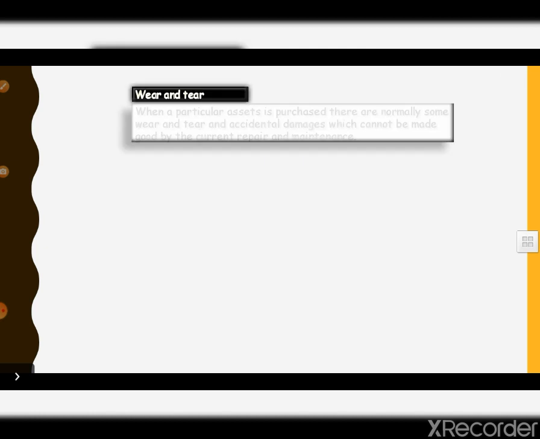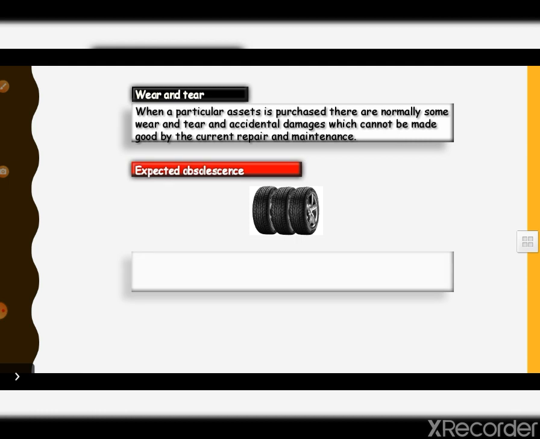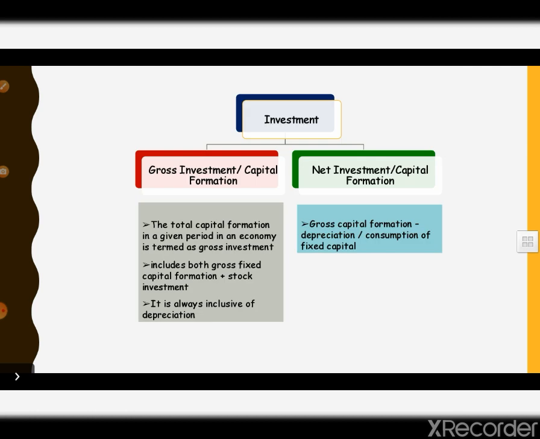Now, if you use a particular asset for a period of time, they are expected to undergo wear and tear. Their value will automatically fall down simply because of their usage or because of accidental damages which cannot be made good by repair or maintenance. Now, expected obsolescence. It simply means the fall in value of a fixed asset.